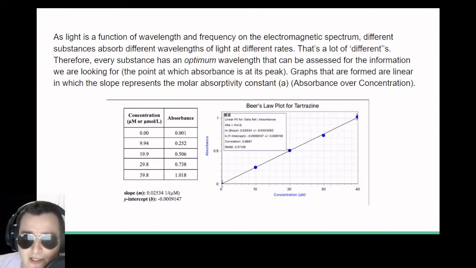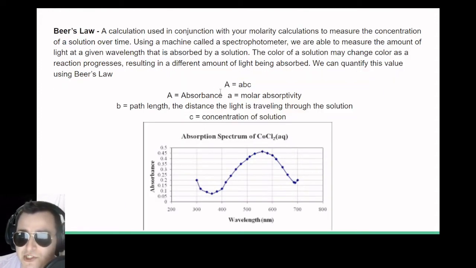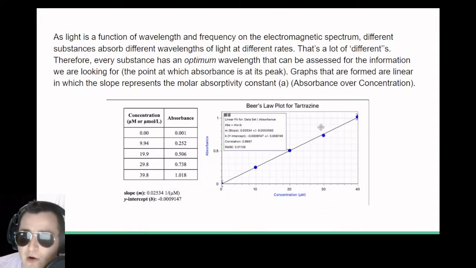So let's take a look. Just clarifying once again, we can change this plot into a linear graph, and then the slope of this linear graph is going to be equal to the molar absorptivity of the Beer's Law equation, so the little a in this function here. That's what we're going for here.